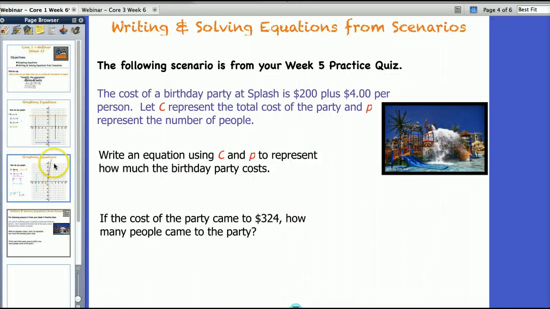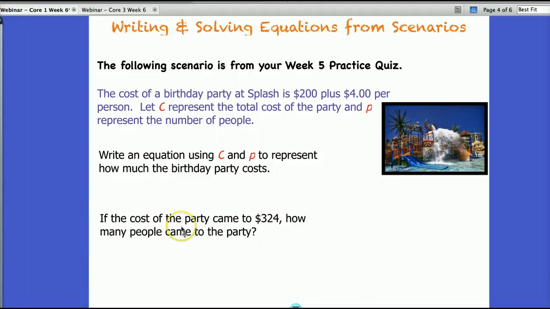This is actually our last slide, and then I want to go over a couple things with you. In this slide, we're going to write and solve an equation from scenarios. When I was looking in Schoology, those of you who did this did a really good job making the equations. But then there were a couple of struggles with plugging in the value to get your total. That's why I wanted to look at this. This was on your week 5 practice quiz, this very same problem. So what we're doing today is actually in Schoology.